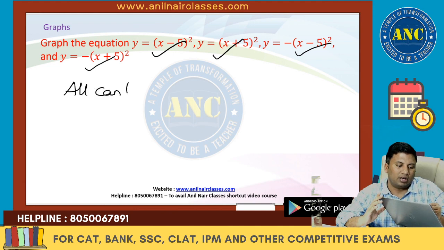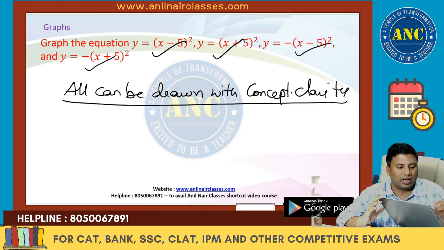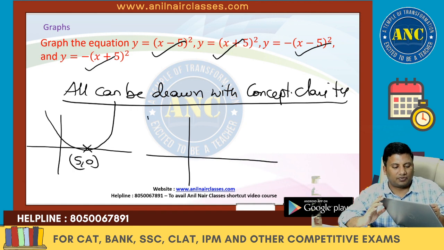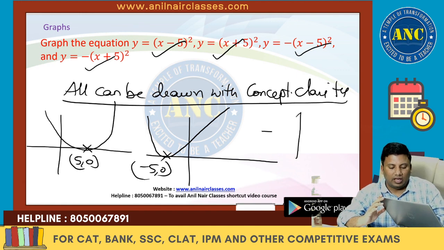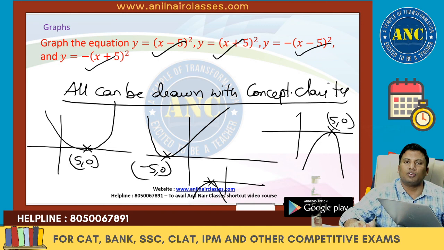All can be drawn once you understand the concept, with conceptual clarity. Easily, just by looking at the question: y is (x minus 5) square, 5 comma 0. y is (x plus 5) square, minus 5 comma 0. y is minus x, these 5 comma 0. Are you all with me? y is minus of (x plus 5). Just by looking at it, you can draw the graph.